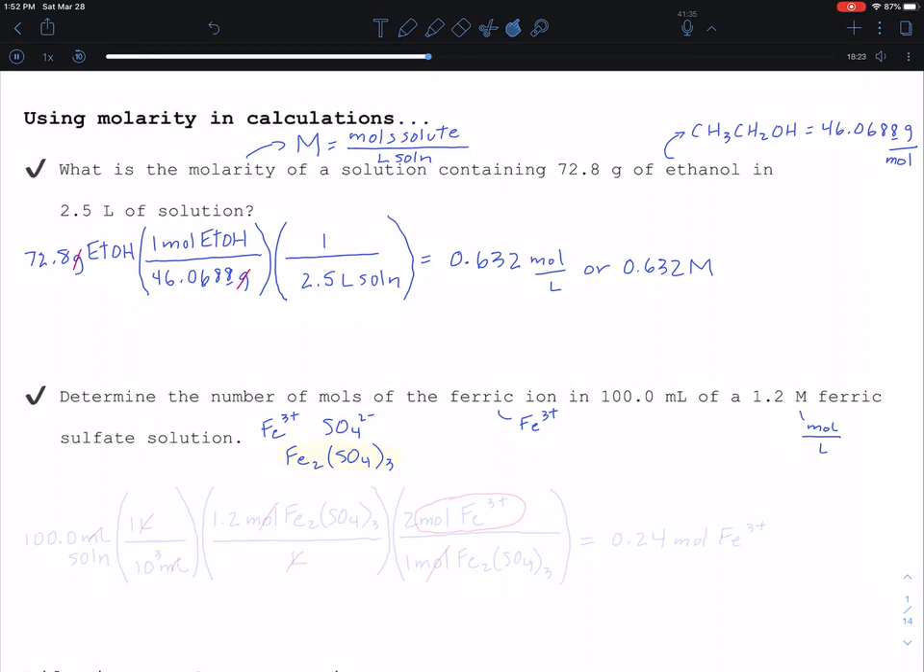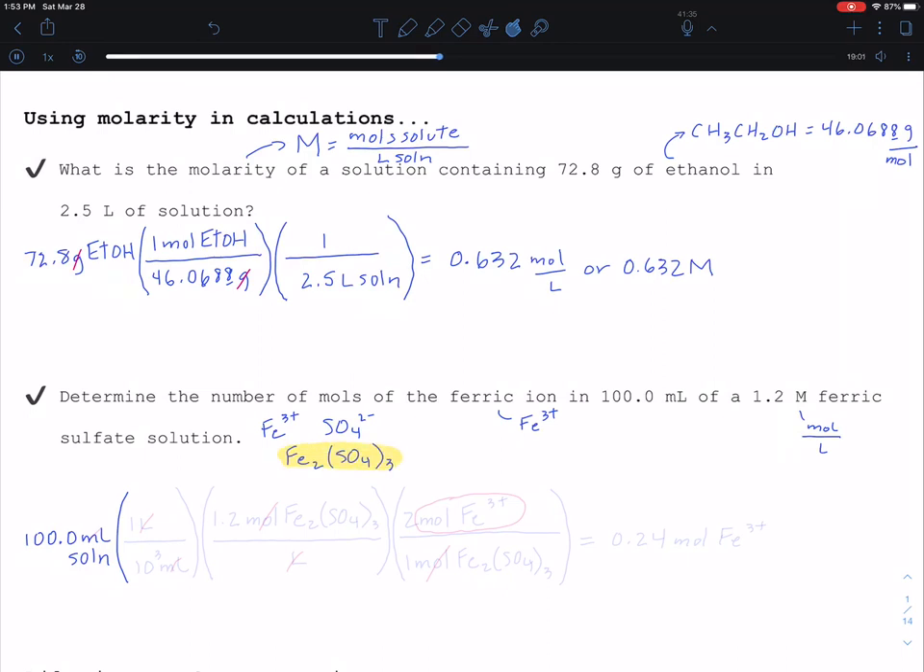So I just set this up. I am told that I have 100 milliliters, and it's 100.0 milliliters of solution. That 0.0 is significant. I also know that I'm given a concentration, and that concentration is molar, right? It's the molarity. So it's 1.2 moles per liter, right? It's 1.2 moles of ferric sulfate, not the ferric ion, ferric sulfate. This is why we went through figuring out what the mole ratio here was.